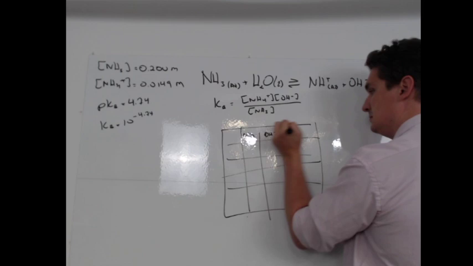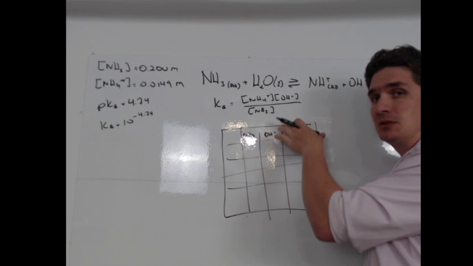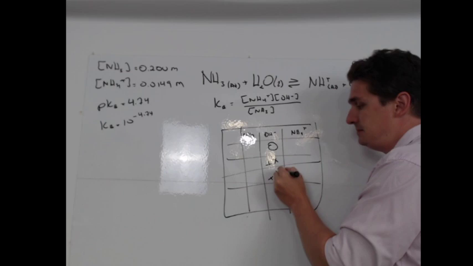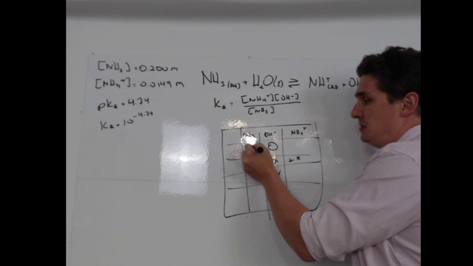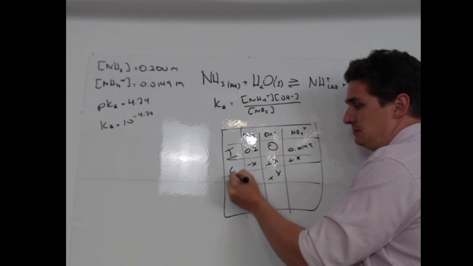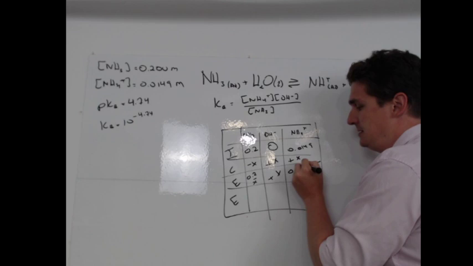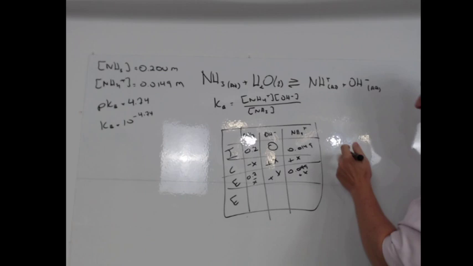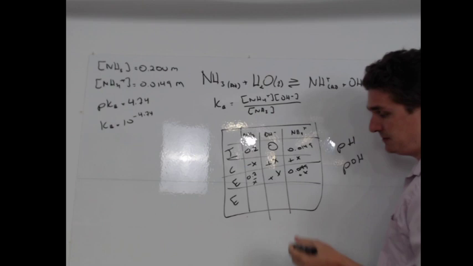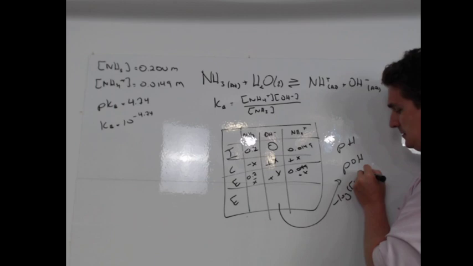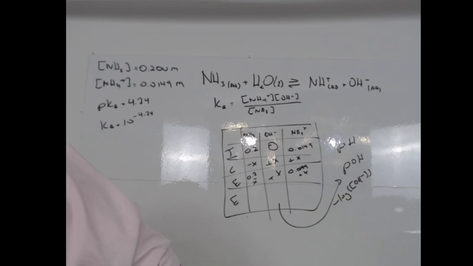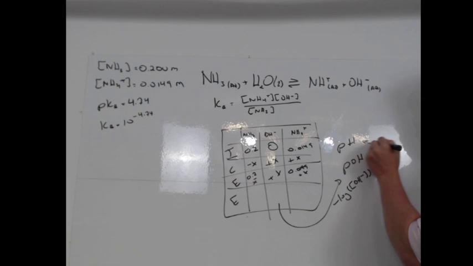Now for me, I prefer to set these tables up with either the H+ or the OH- in the center column, because the changes are always the same for these. Ammonia is 0.2 molar. Ammonium is 0.0149 molar. So our initial values, then the change: 0.2 minus X, 0.0149 plus X. We're not given equilibrium values, but we are asked to find the pH and the pOH. pOH is just the negative log of the concentration of OH-. So all we gotta do is find the concentration of OH-, and then we can find the pOH. Once we know the pOH, we just subtract that from 14, and that'll give us our pH.